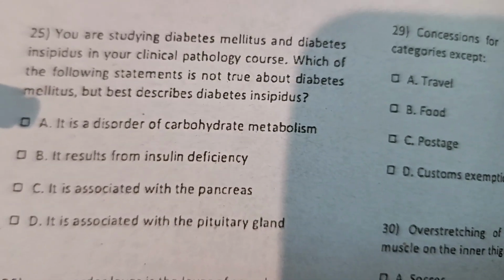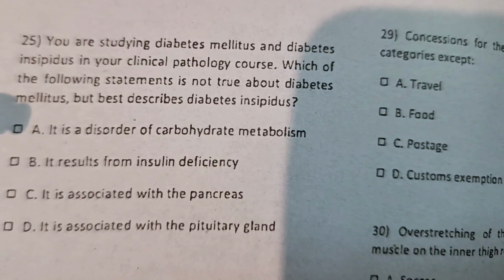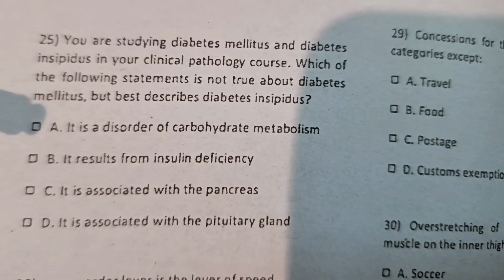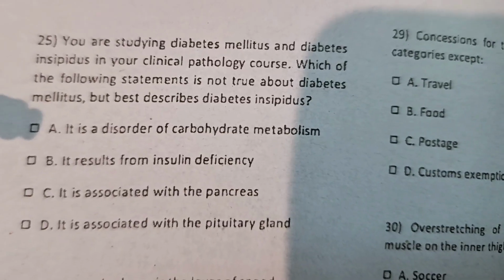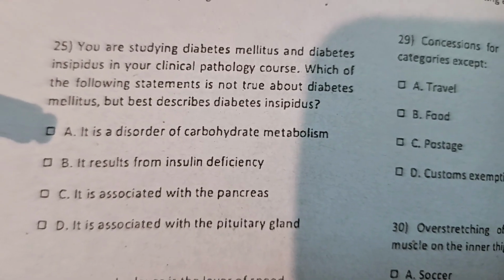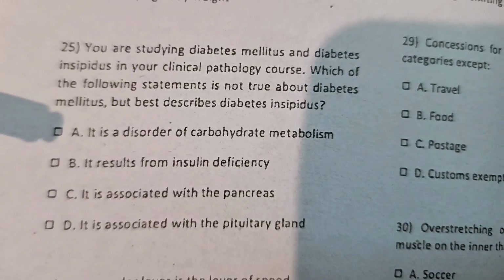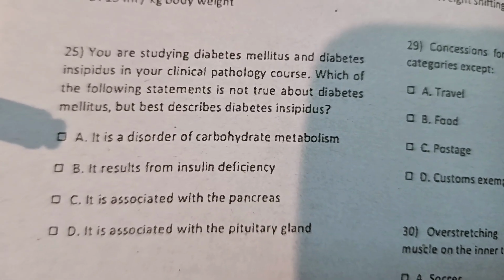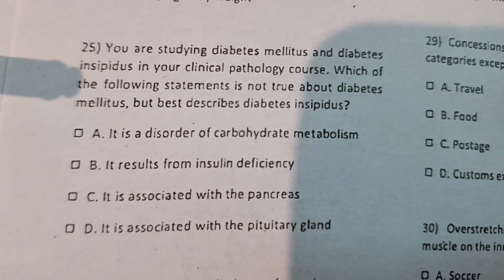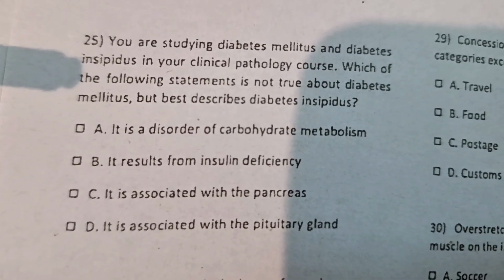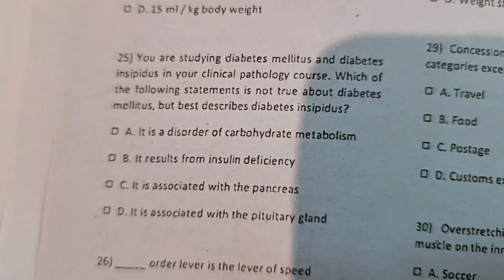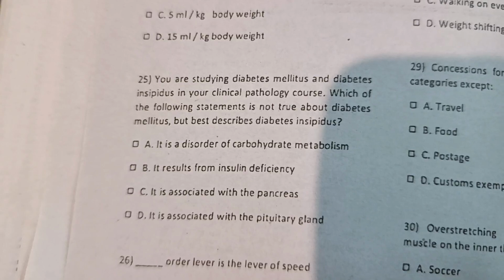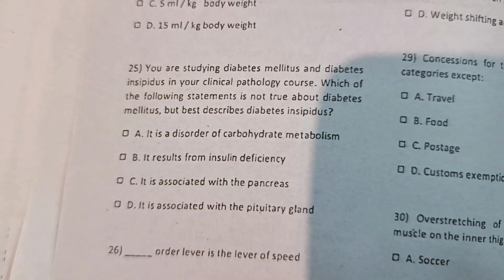You are studying diabetes mellitus and diabetes insipidus. In your clinical pathology course, which of the following statements is not true about diabetes mellitus but best describes diabetes insipidus? Option A, it is a disorder of carbohydrate metabolism. Option B, it results from insulin deficiency. Option C, it's associated with pancreas. Option D, it's associated with pituitary gland. And the right answer is option D, it is associated with pituitary gland.